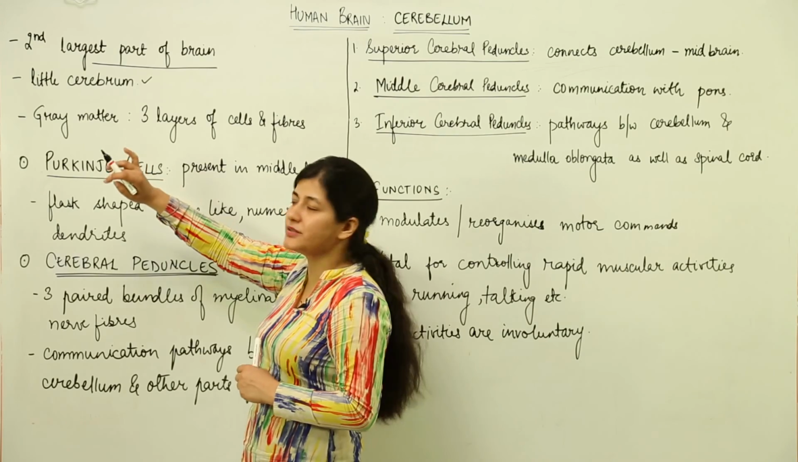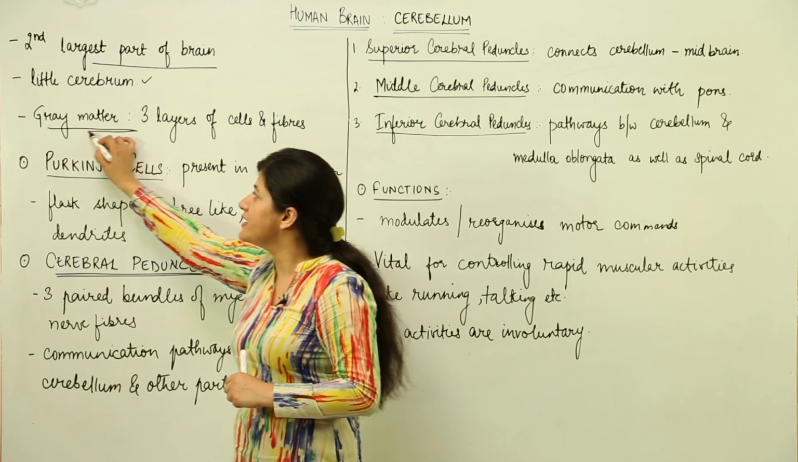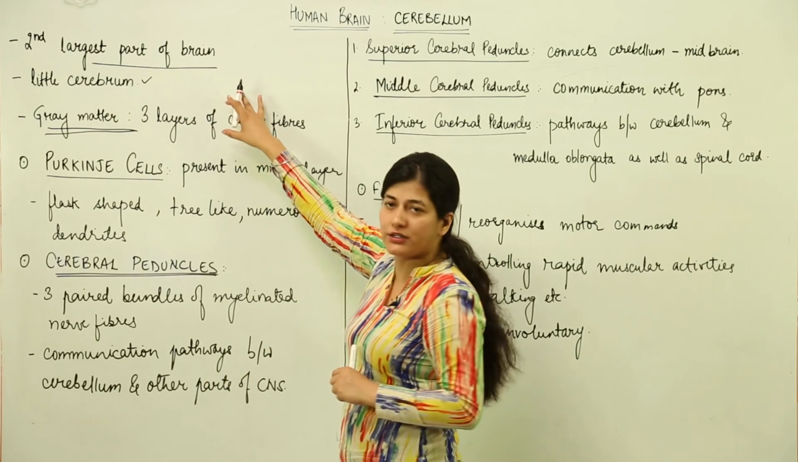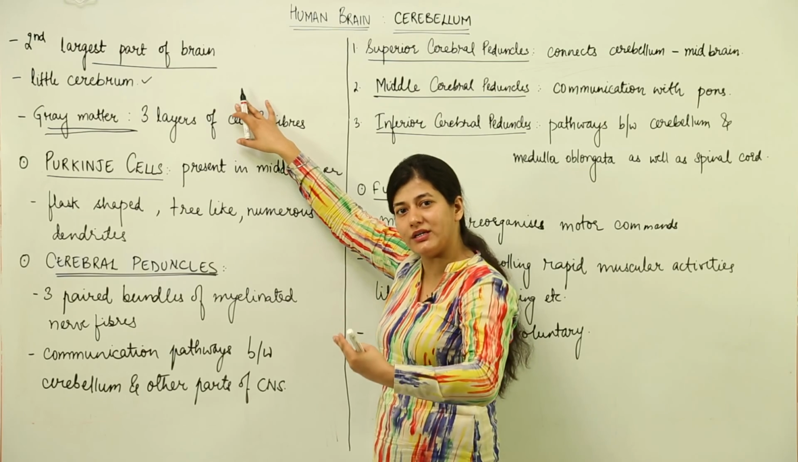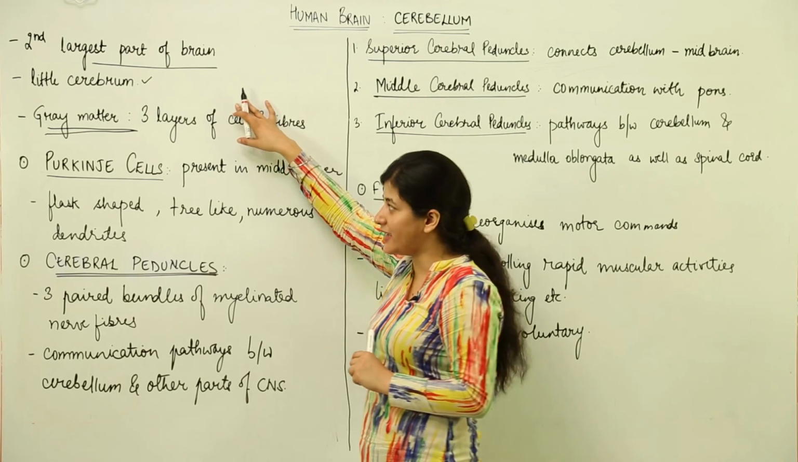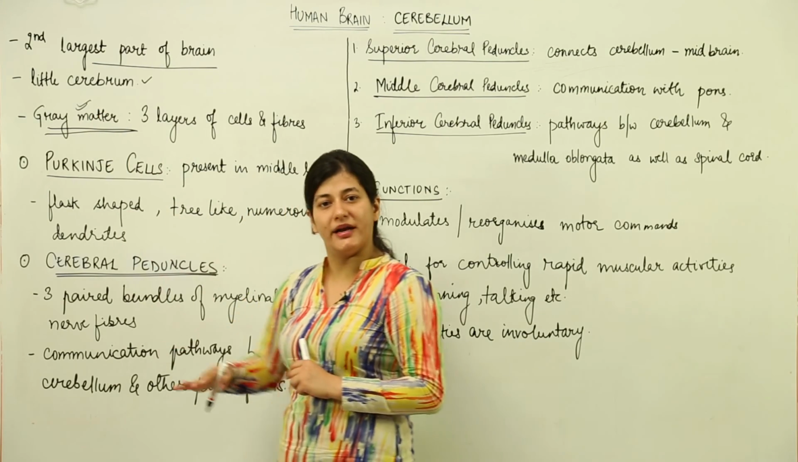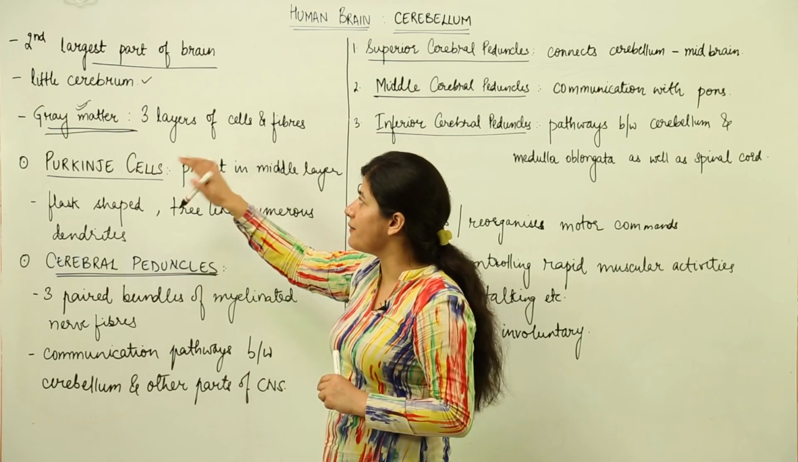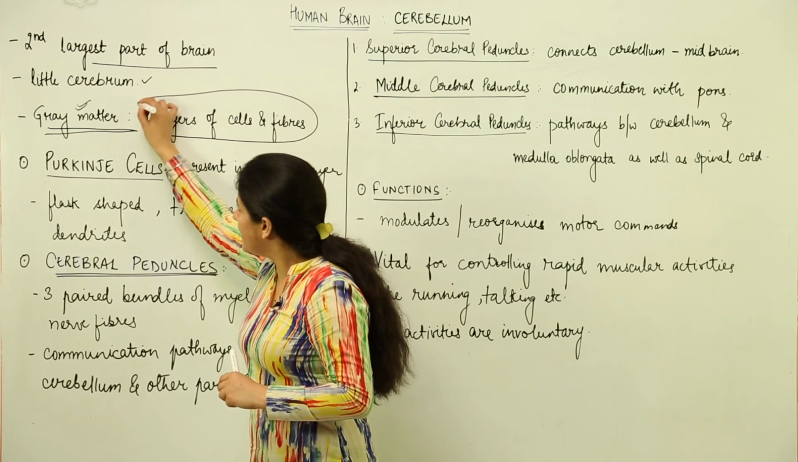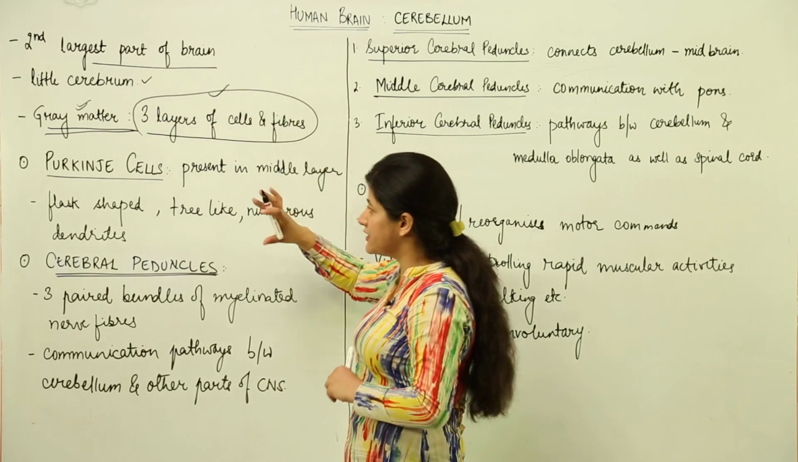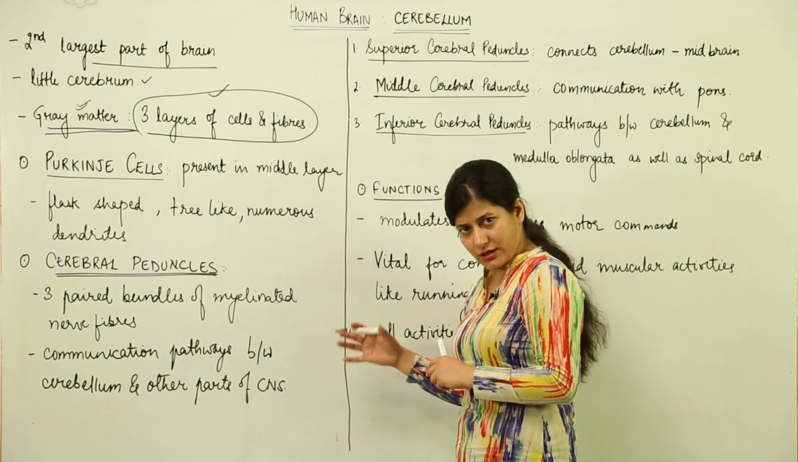Now the third thing that we come across is that the grey matter of the cerebellum is similar to that of cerebrum, because in cerebrum also we have grey matter located outside and white matter inside. Here also the grey matter is present outside while the white matter is present inside. Now this grey matter is divided into three layers of cells and fibers. The characteristic composition of these three layers we need not get into in detail.